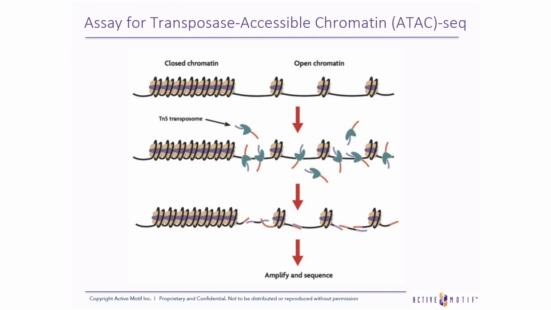ATAC-seq stands for Assay for Transposase-Accessible Chromatin. So what we do is we use a transposase called Tn5 that has indexes bound to it. These indexes are ligated onto the 5' and 3' ends of DNA that is accessible to the transposase. So the DNA gets cut, indexes get ligated, and then we can perform next-gen sequencing on that DNA that was accessible to the transposase.